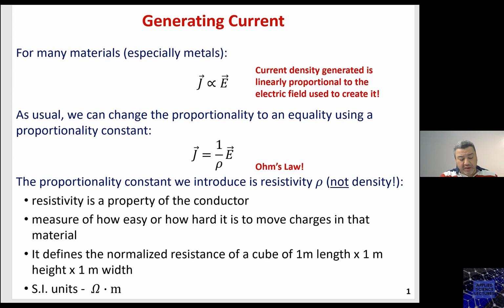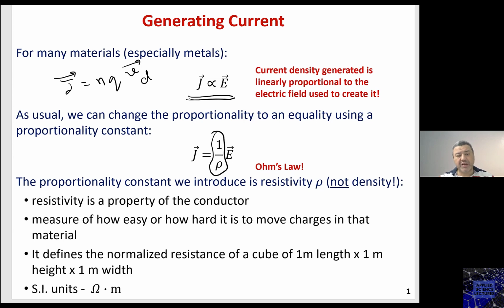In the last lecture, we saw that the current density is proportional to the drift velocity of the charges. The drift velocity is due to the electric field, so the current density is also proportional to the electric field. Now, the proportionality constant that we introduced here is 1 over rho. Rho here is the resistivity. It's not the density, the same symbol, but it is different.